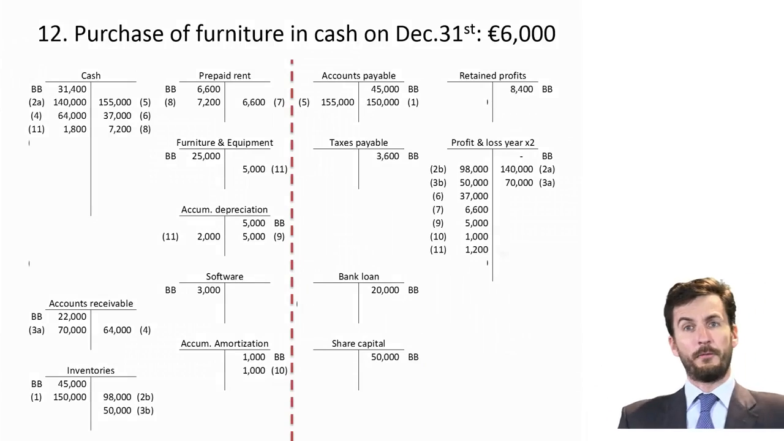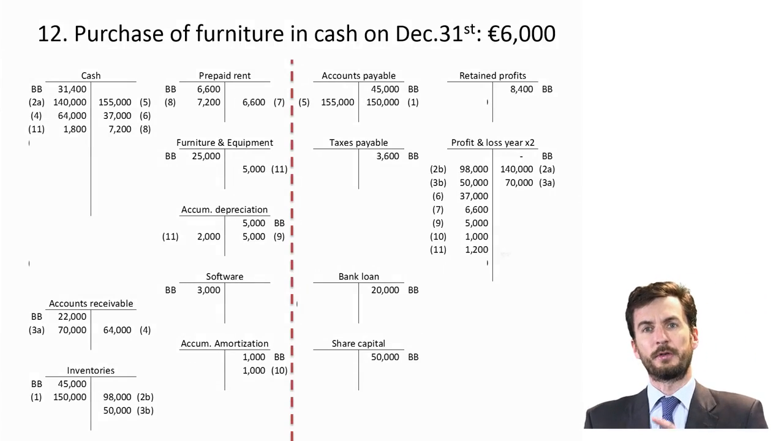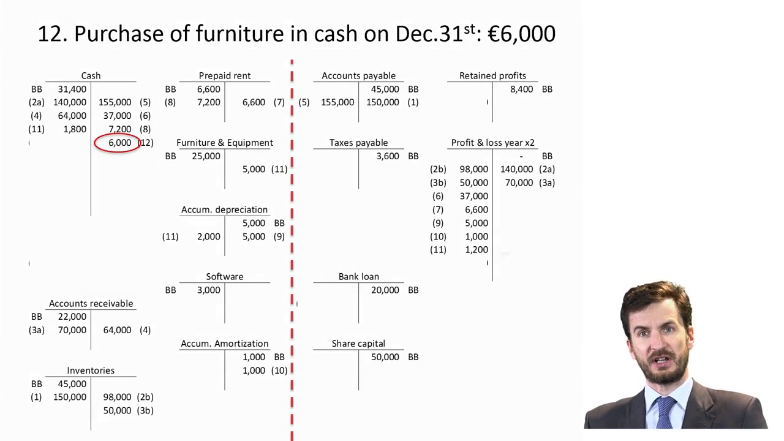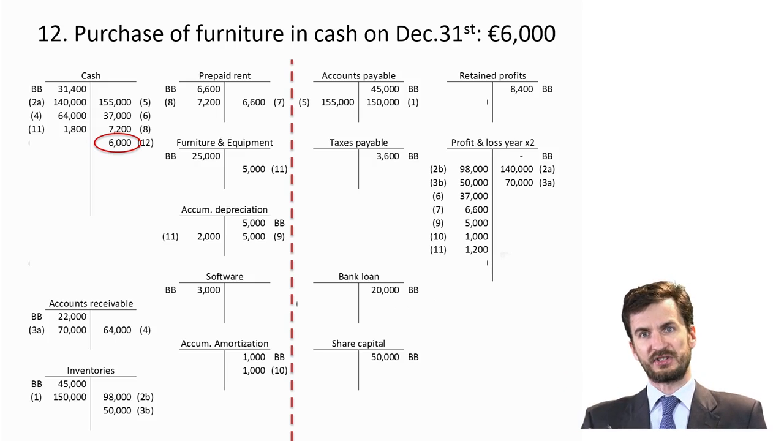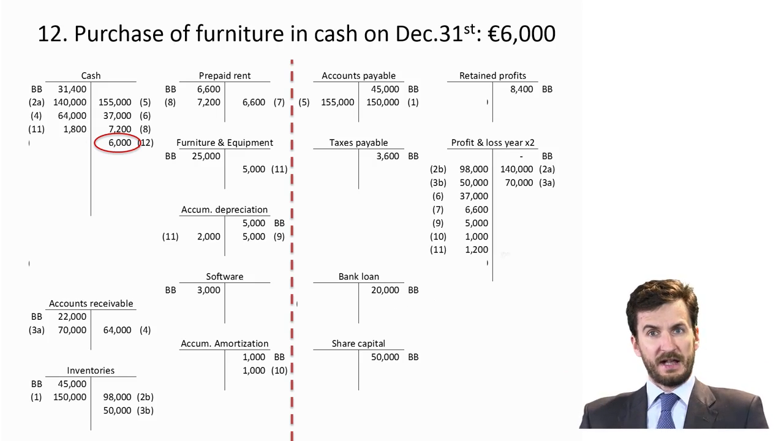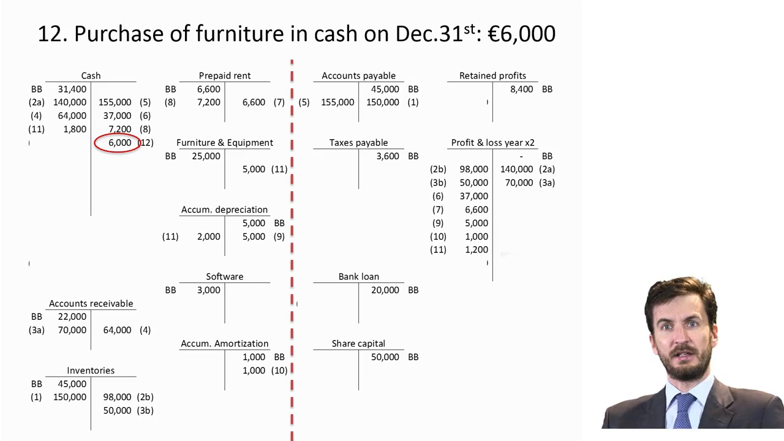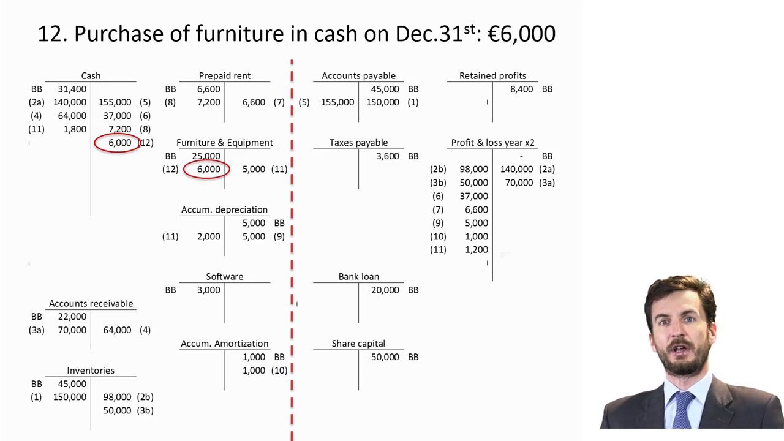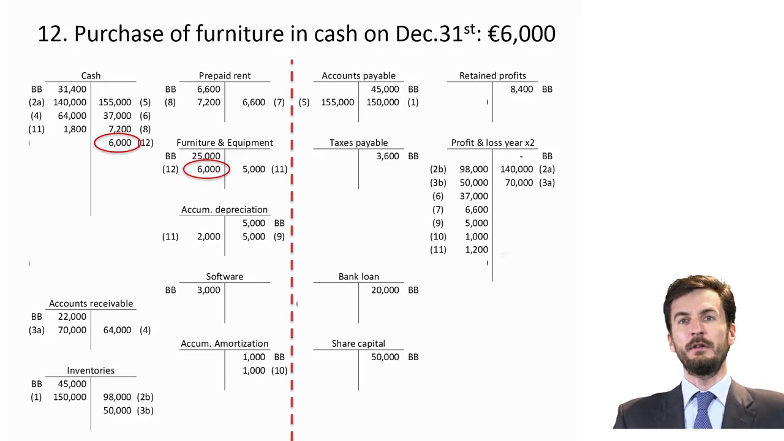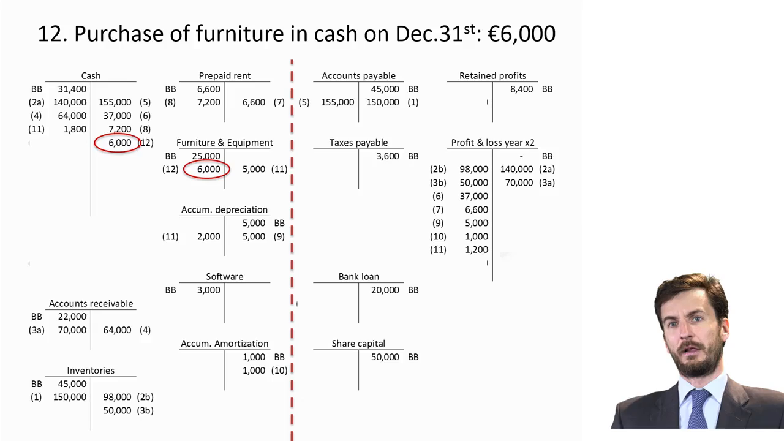This one is easy. So how would you account for this? Well, first, we pay this in cash. Therefore, cash is going to decrease by 6,000 euros. We credit the cash account. Remember, for an asset, debit increases, credit decreases an asset. So we credit the cash account. Next, in exchange of this cash, we are getting the furniture. So the furniture account is going to increase. So we are going to debit furniture and equipment by 6,000 euros as well.